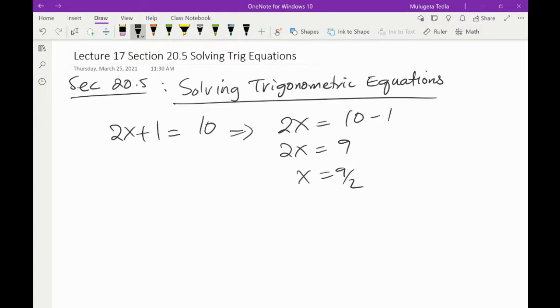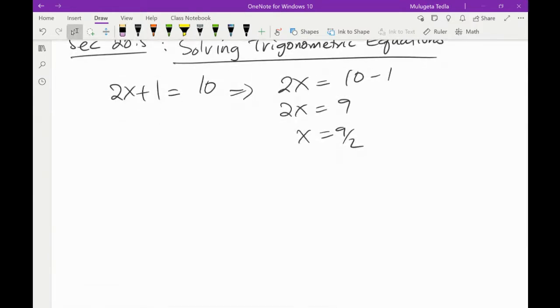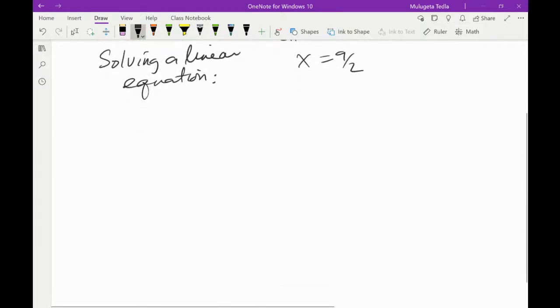Now, it's a little bit complicated here because that was solving a linear equation. Our equation is more complicated than that. It's going to have trigonometric functions, and at times you need trigonometric identities to be plugged in for simplification.